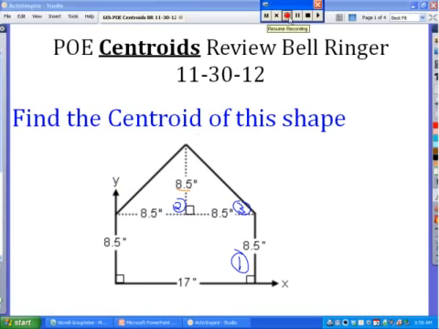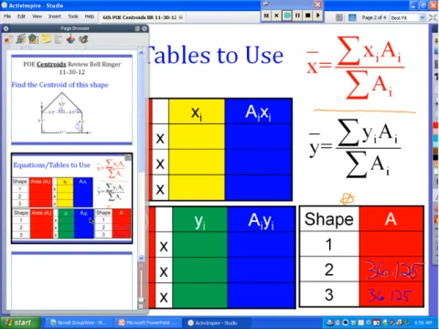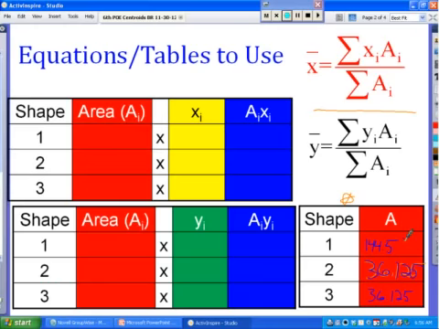Sorry about the interruption from the intercom, but the base times the height, it's 8.5 inches by 17 inches, and that gives me a total area of 144.5 inches. Okay, so I've got 3 of my portions filled out already. Those different areas I am able to put over here and fill in these sections.